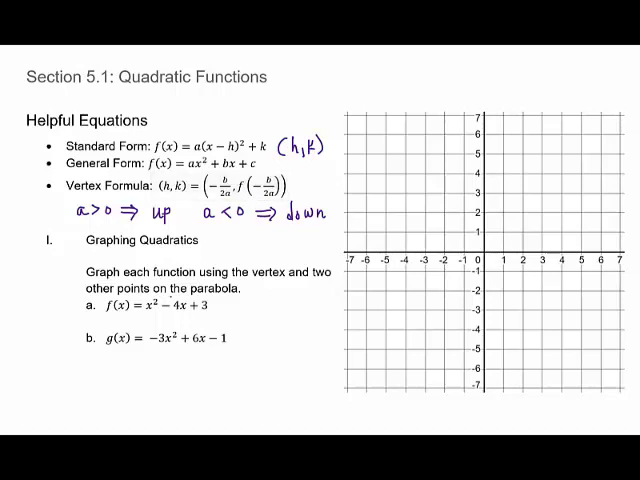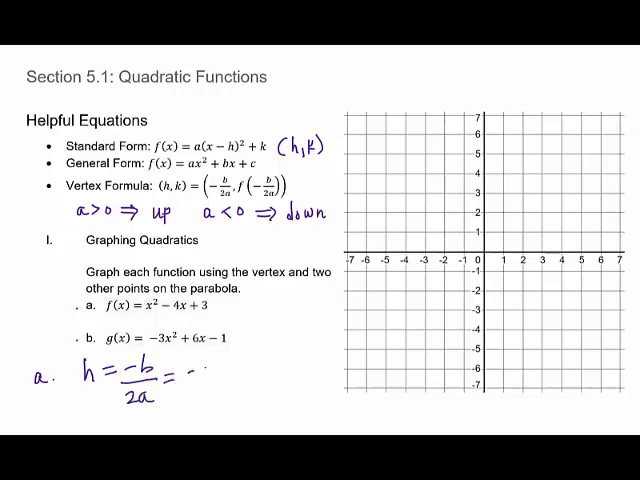So we're going to go over graphing quadratics. I'm going to find the vertex of each of these given functions and then see if we can find another point on the graph to be able to make a sketch. Okay, so for a, f of x equals x squared minus 4x plus 3, the first thing that we can do is find the vertex by using the formula h equals negative b over 2a.